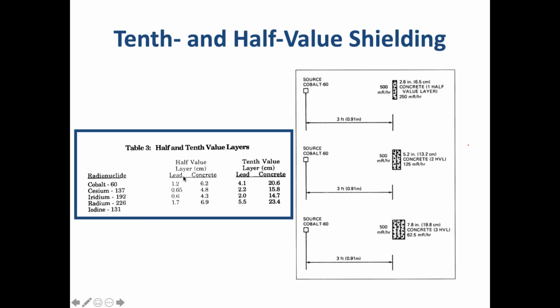So cobalt-60, in order to cut in half the amount of radiation that you're going to receive from this material, you need 1.2 centimeters of lead or 6.2 centimeters of concrete. To eliminate 90% of the exposure, you need 4.1 inches of lead. You ever pick up lead? Lead's pretty heavy stuff, right? 4.1 inches of lead and 20.6 inches of concrete. And then when you're all done with this stuff, it's temporary. Now you've got to dispose of the lead, so that's a whole other issue.